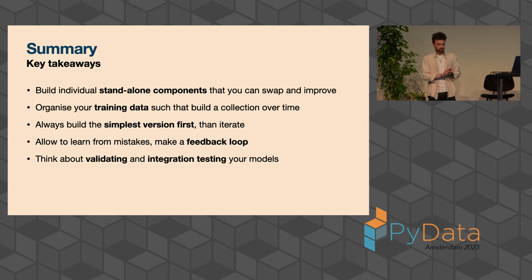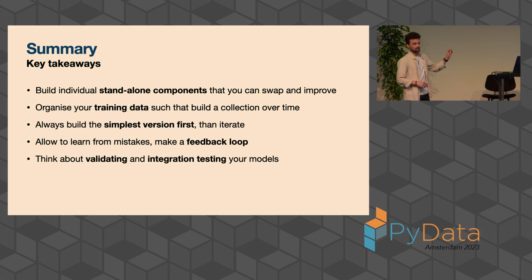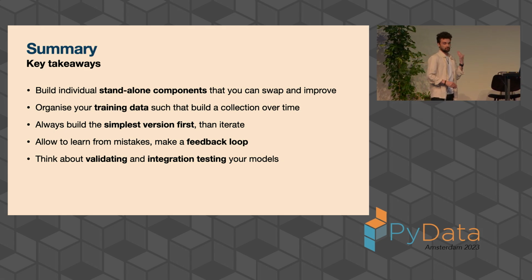Okay, then to summarize, these are the most important things that I learned at the intersection of MLOps and computer vision. Build standalone components that you can swap out and improve over. Organize the training data in such a way that you actually build on top of it, instead of creating a huge jungle of annotation files and folders with images in certain categories. Always build the simplest version first. This is kind of the Scrum philosophy. I think we all know it in theory, but in practice it's still hard to do, because you always have these ideas that you want to do. Start simple, just build that first and then iterate.